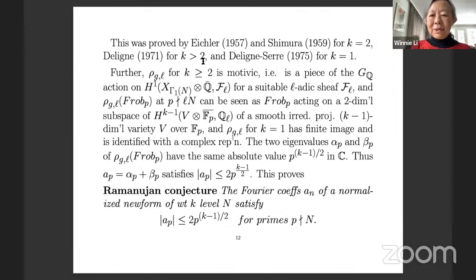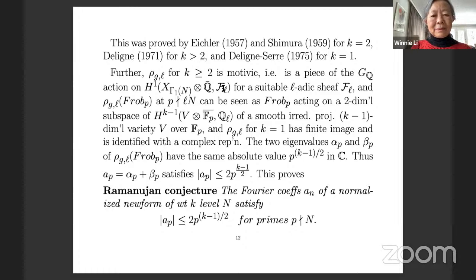So let me just say a little bit more about this associated l-adic representation. For the weight k greater than or equal to 2, it is motivic, that means it's coming from geometry. First of all, the representation itself is a piece of the Galois action on the parabolic cohomology H1 of the modular curve, with coefficients in some kind of l-adic sheaf.